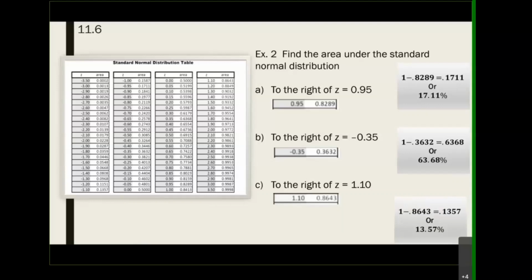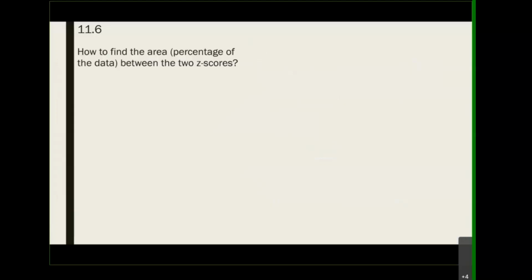And ladies and gentlemen, one thing is, your area, you cannot use a negative number to identify your area, right? Probability cannot be negative, right? So again, you always have to take 1 minus that if you're looking for the area to the right. Okay? The last question they will ask you is this: how do we find the area between two z-scores, right?